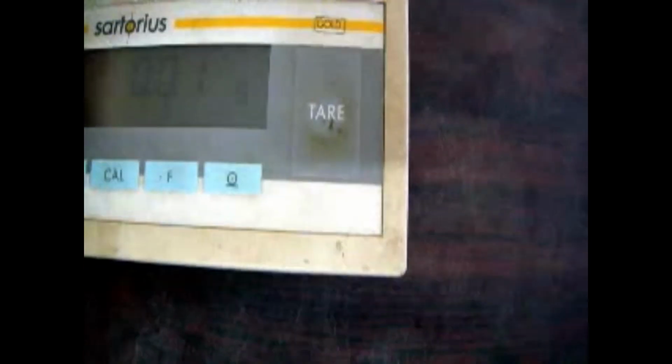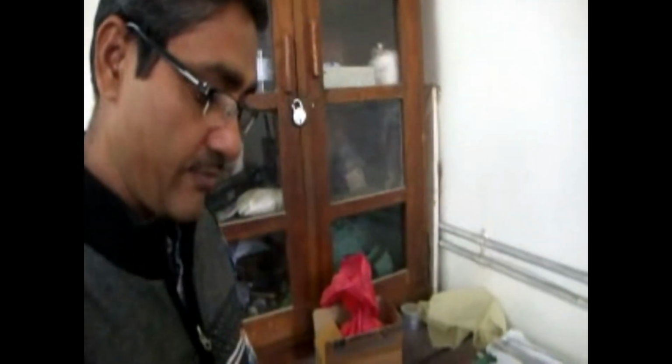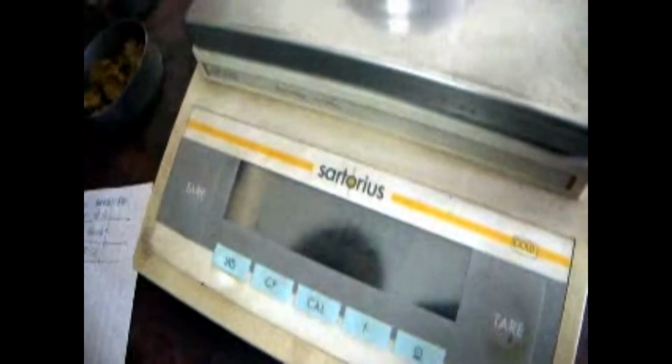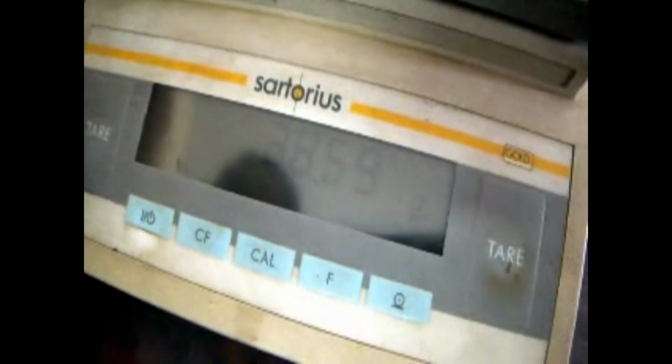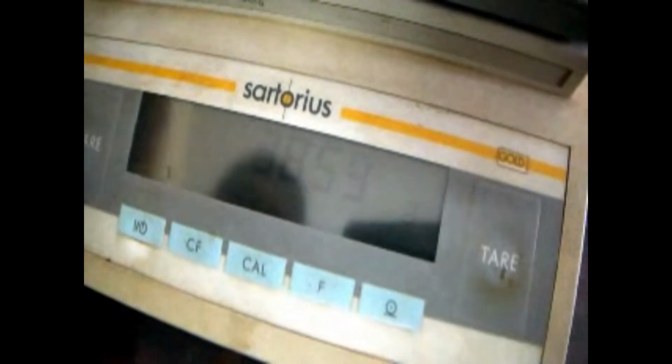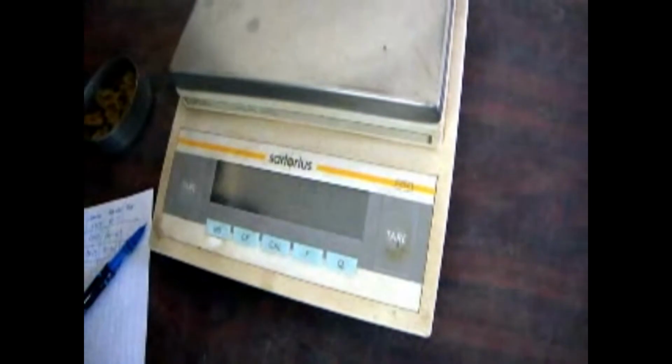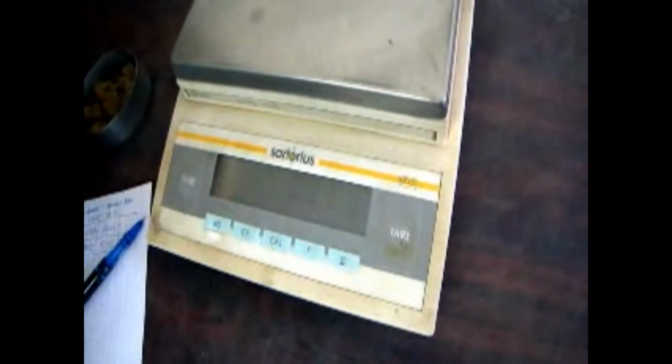91.36 gram. So let us remove the soil and find out the weight of empty sample boxes. So this is for the 60 centimeter depth box, and the weight is 38.59 gram. Okay. Let us go for 45 centimeter first. So it's a 45 centimeter box.